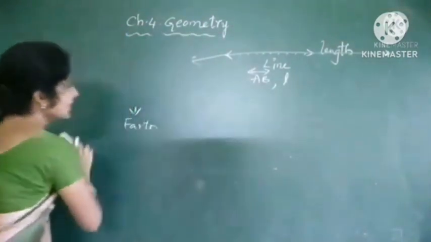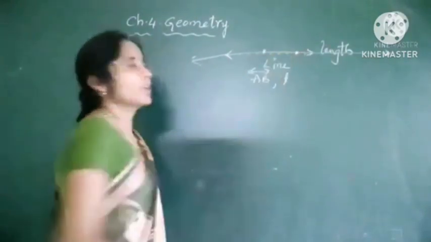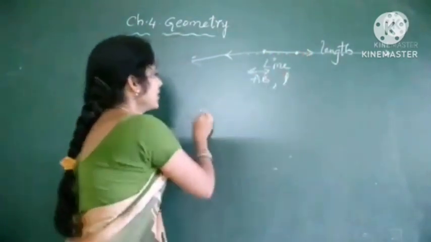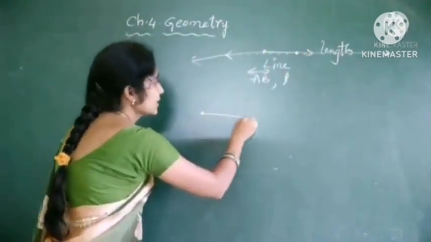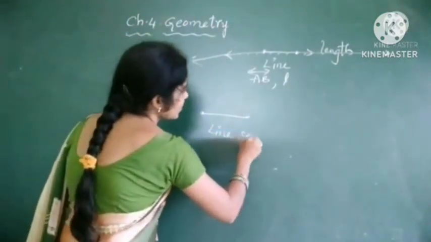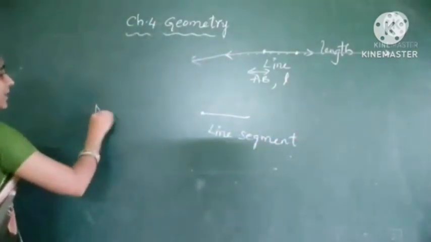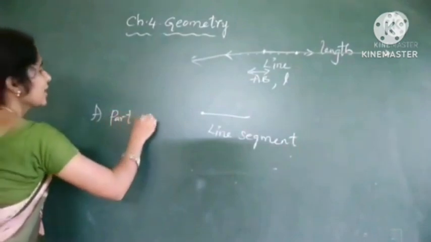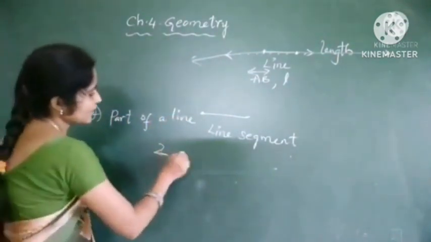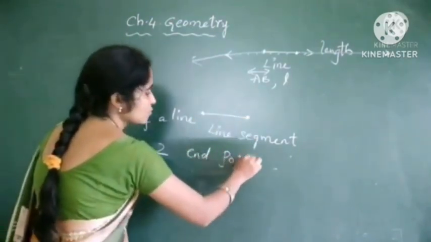Now, in this line I want to take 2 points. This is a point and this is a point. What is the distance from this point to this point? Yes, this is called a line segment. A part of a line is called a line segment. A line segment has 2 endpoints. This is one endpoint, this is one endpoint.